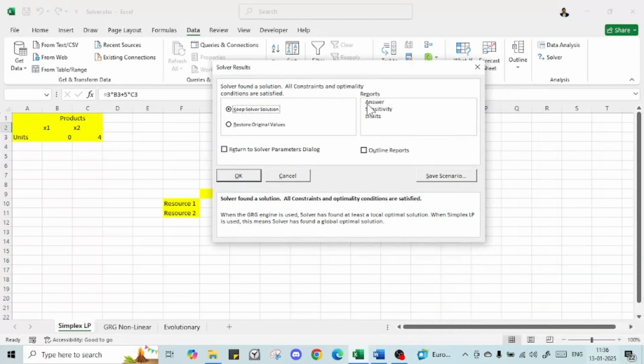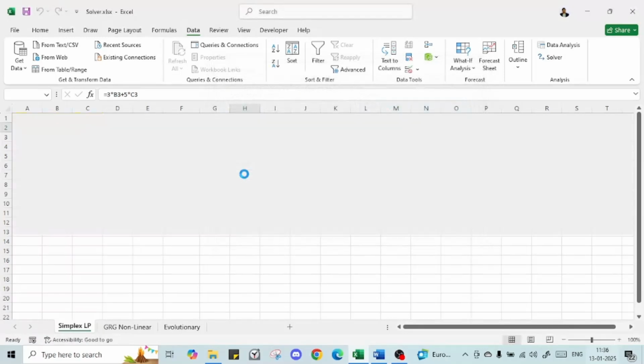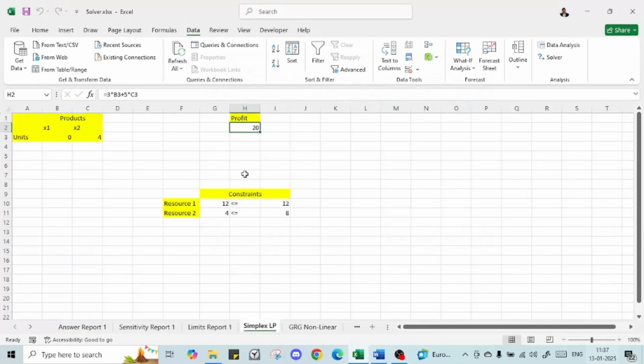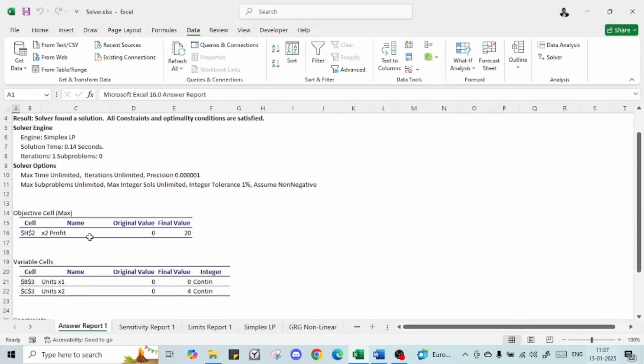Here you can get the 3 types of reports: answer, sensitivity, and limits. These are the 3 reports which are generated. Let's click on OK so that we can go and understand the reports. Now the reports all got generated as separate sheets beside the Simplex Linear Programming sheet. You can go to answer report 1, and you can read all this.